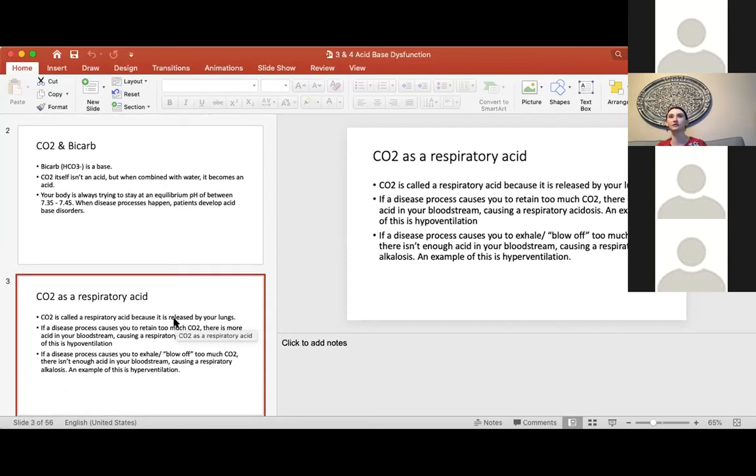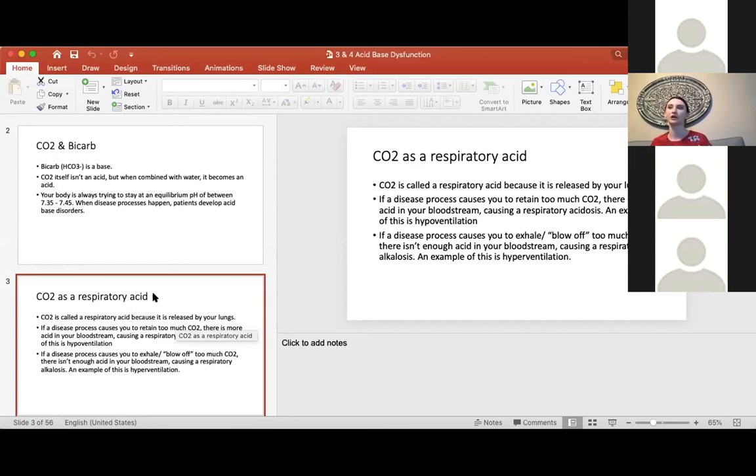The other thing that we need to think about, we said that if CO2 is high, then it's going to be acidic. Carbon dioxide is associated with the respiratory system. Bicarb is associated with basically the kidneys, the metabolic system. If a person starts hyperventilating and they're blowing off CO2, then there's not going to be enough acid in the bloodstream because we're getting rid of all of our CO2. And so it's going to cause a respiratory alkalosis.